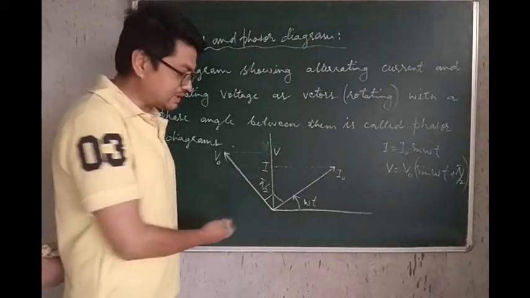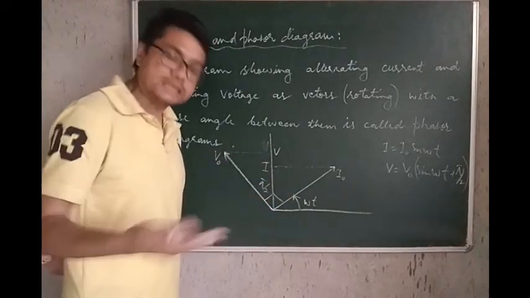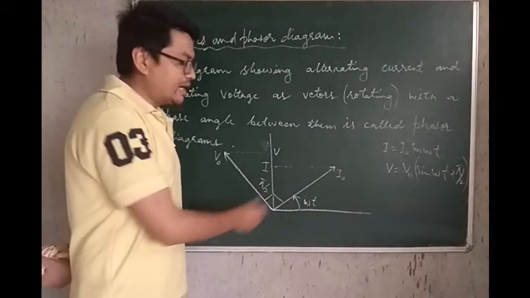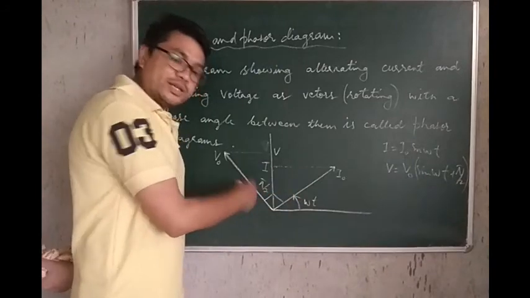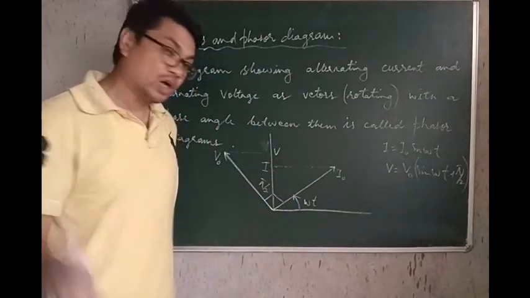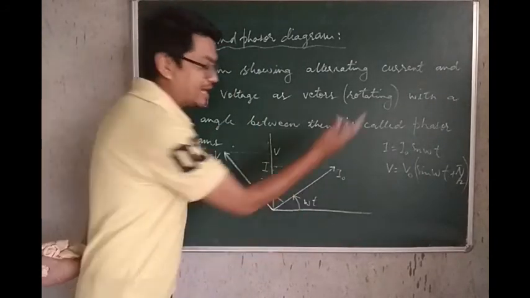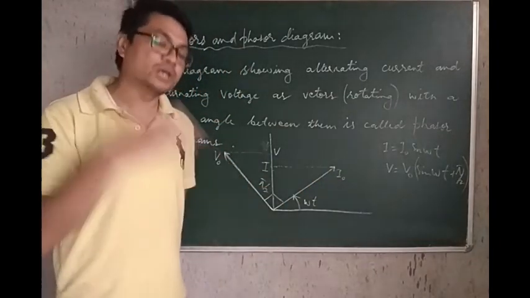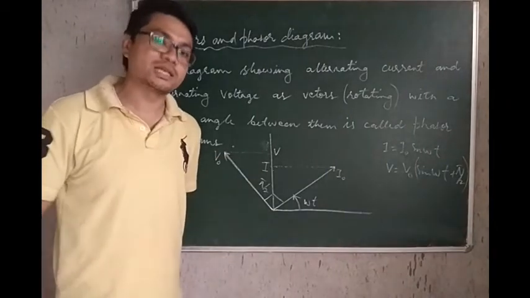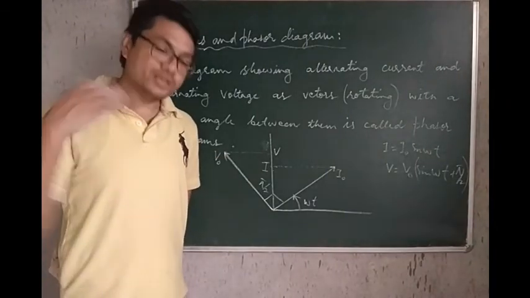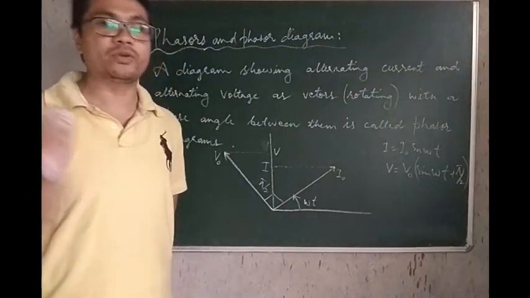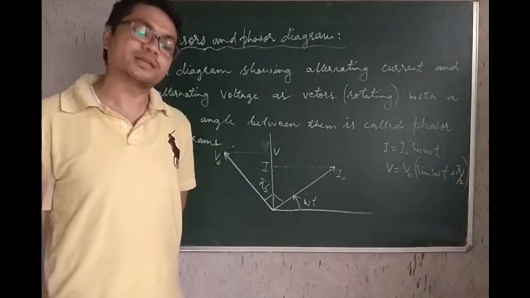We can also have a case where the current leads the voltage by a certain phase angle, need not necessarily be pi by 2. Now whether the current leads the voltage or the voltage leads the current, or like in the previous example, they have the same phase, it all depends on the circuit through which the alternating current is flowing. In the next video we are going to discuss different kinds of alternating current circuits.